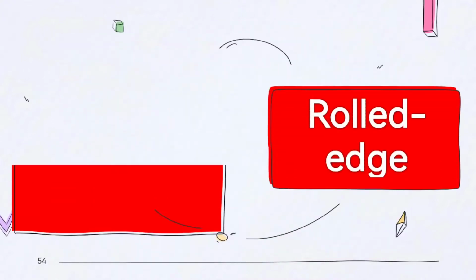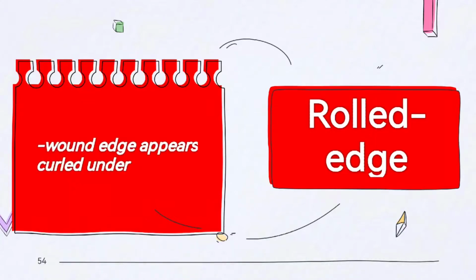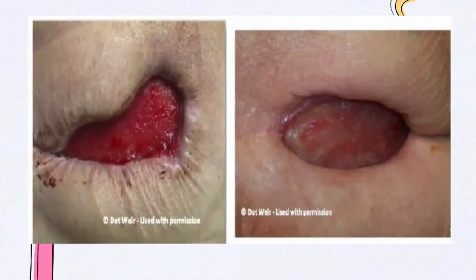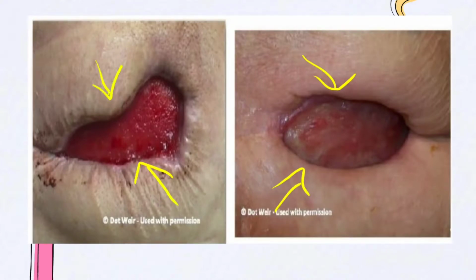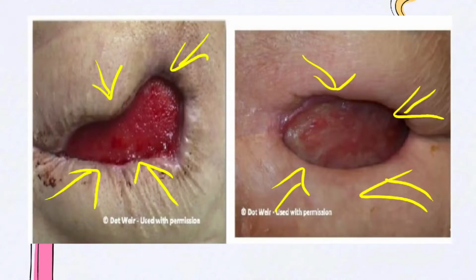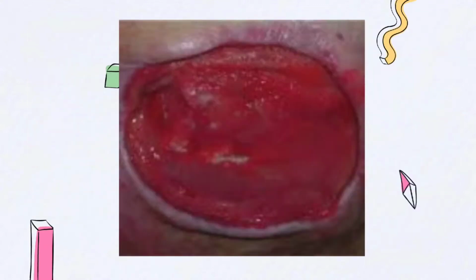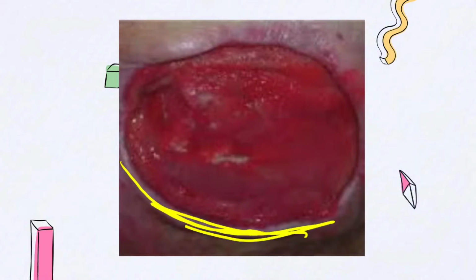Okay? Now we have rolled edge. Rolled edge is a wound that appears curled under. Example of this is this one. You can see? It's like going inside. Curled under. So this is not an indication of a healthy wound. Why don't we like this? It will delay wound healing. And this one also. You see this side? It looks like a pizza. This is the one I can explain.